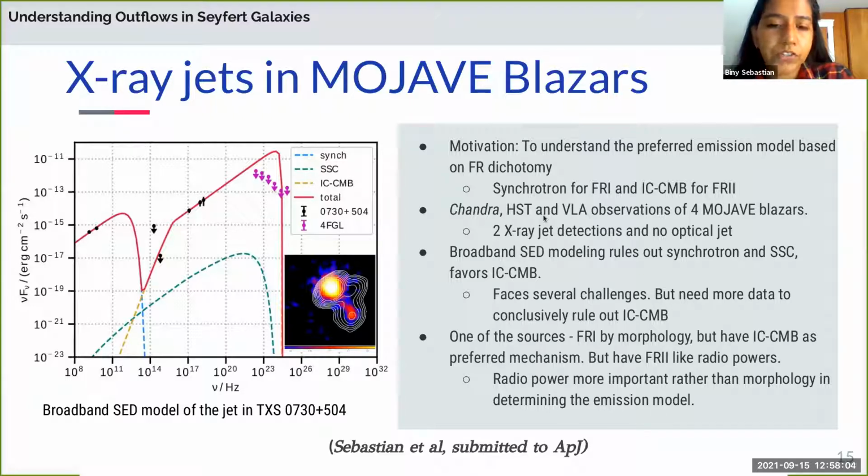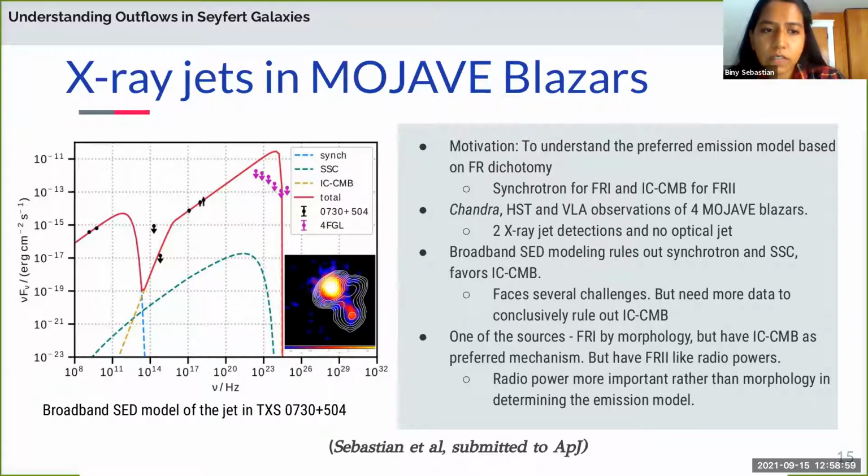One was a hybrid FR morphology blazar and another one was an FR1 source. For example, the source shown on this slide is a hybrid morphology source. The radio contours are overlaid on the Chandra X-ray emission. And the SED modeling suggested that the IC-CMB model was required for both our sources. But again, the IC-CMB model faces a lot of challenges. For instance, the gamma ray emission is over-predicted by the IC-CMB model. But again, we need more data to conclusively rule out the IC-CMB model because the parameter space is huge and our data is limited. Especially the HST data are just limits.